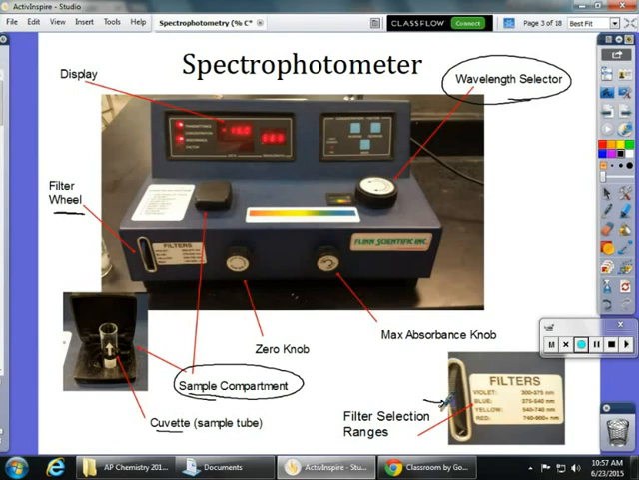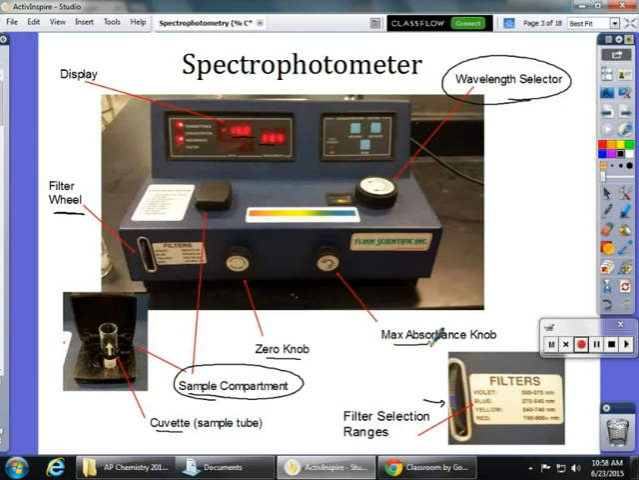And blue is used when you have 375 to 540 nanometers. If you're going to change the wavelength, you need to adjust that filter to coincide with the wavelength that you're going to use. And then there's a display that's going to read out what you want. And there's these two knobs in front. There's a 0 knob and a max absorbance knob. Most of them have 2 knobs. Some only have 1. But what we do use these for is to zero the machine.